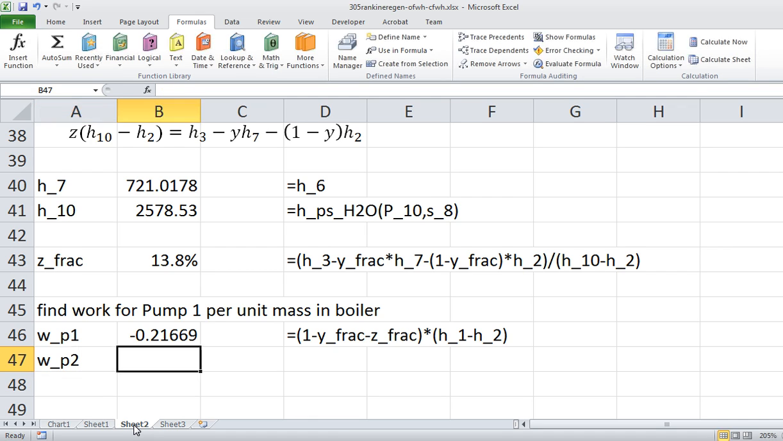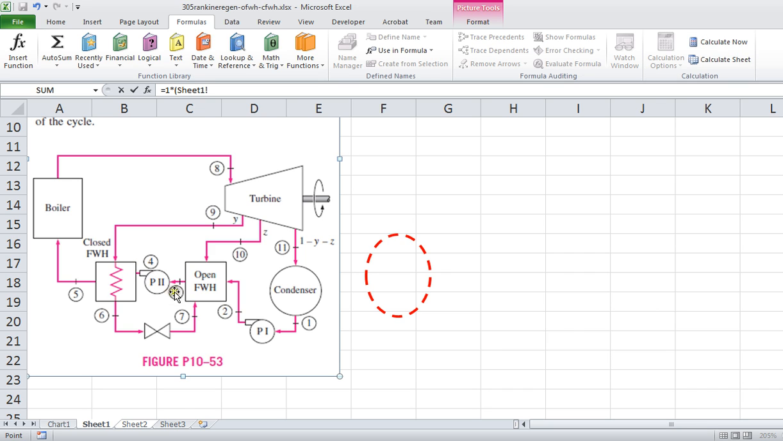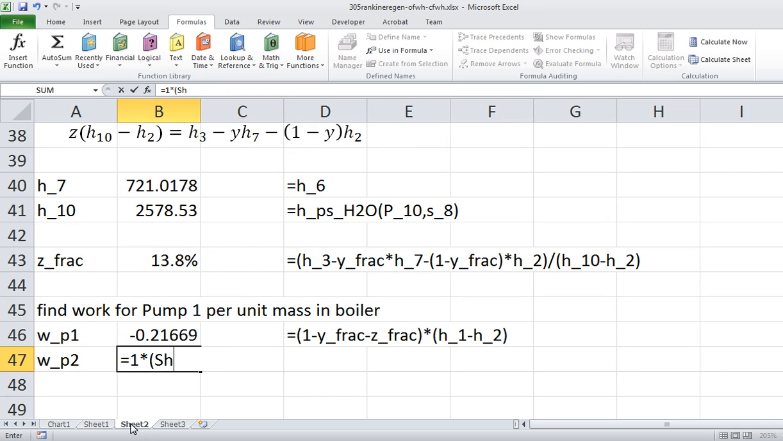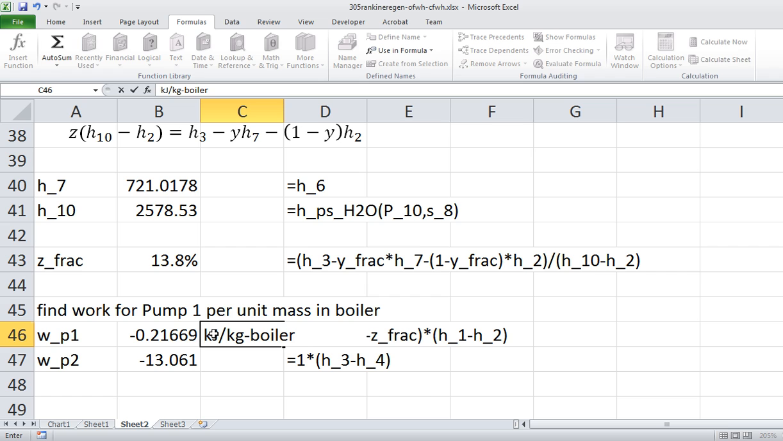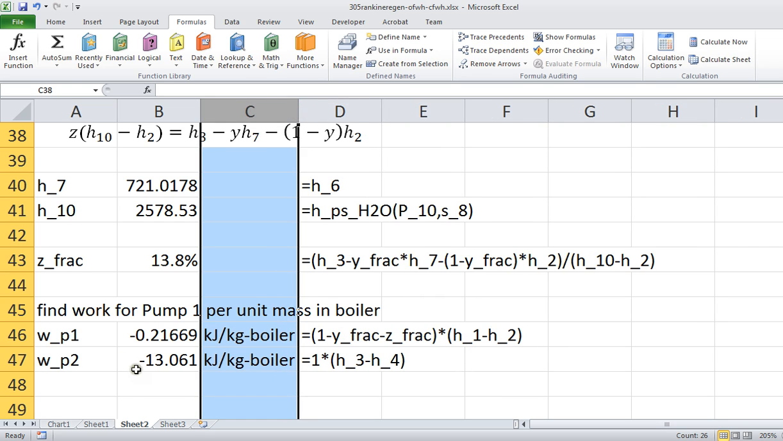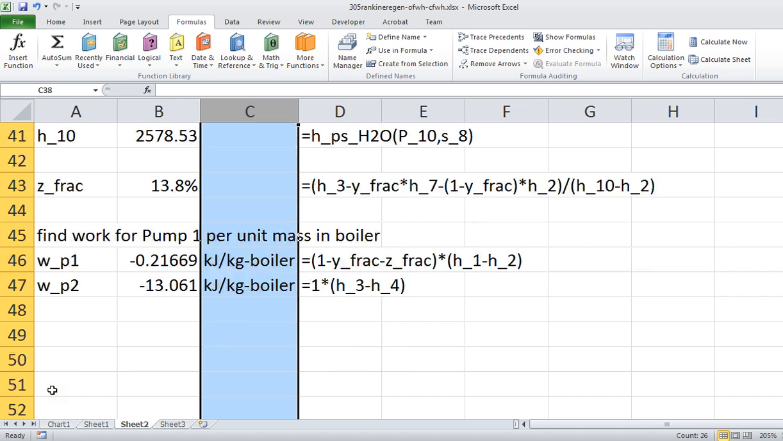The work in pump 2, recall, is just equal to 1 times the increase in the H3 minus H4, the energy that we put into pump 2. So H3 minus H4, and that's where most of the work obviously is being done in terms of the pumping, because we're going from the intermediate pressure, 300, all the way up to the 12,500. And I guess I need to put kilojoules per kilogram in the boiler. I don't know if that makes sense or not, but this is kilojoules per kilogram. Okay, and then for the turbine we got to do the same thing.